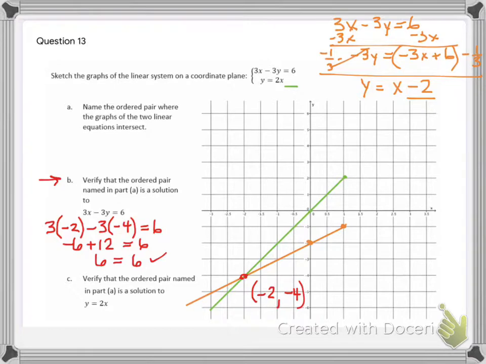Okay, let's do the same for the second one. Y, well, that's a negative 4, is equal to 2 times x, which we found was a negative 2. So negative 4 is equal to 2 times negative 2, which is negative 4. Also checks out for the second equation. I know that that intersection, negative 2, negative 4, is the solution to the system.